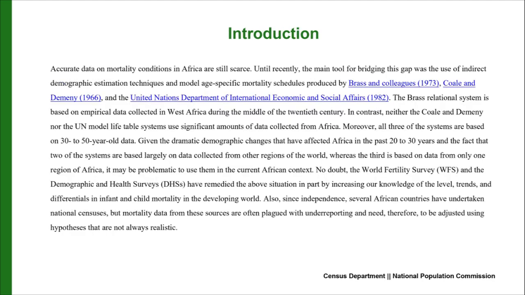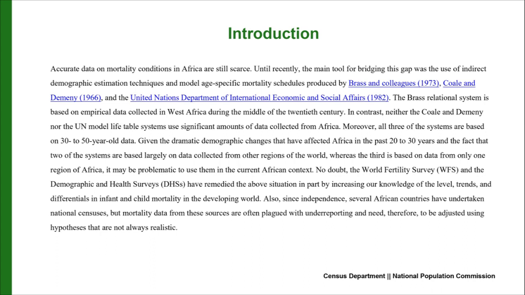Introduction. Accurate data on mortality conditions in Africa are still scarce. Until recently, the main tool for bridging this gap was the use of indirect demographic estimation techniques and model age-specific mortality schedules produced by Brass and colleagues, 1973, Cole and Demeny, 1966, and the United Nations Department of International Economic and Social Affairs, 1982.